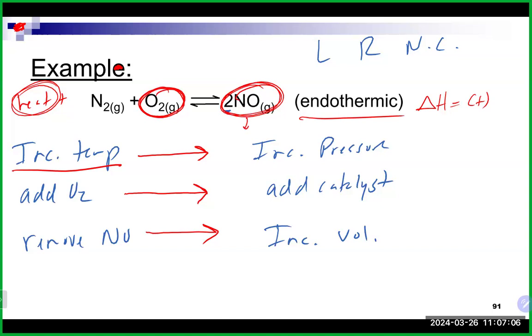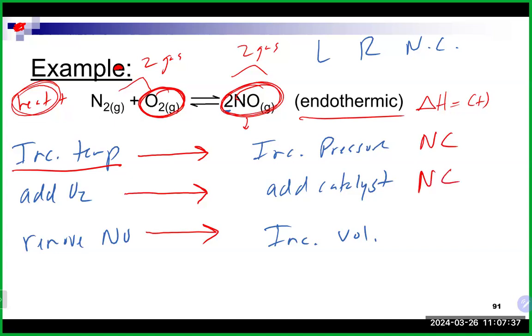If you increase the pressure here, that means that our volume would decrease. So in that case, we would want to go to the side with the least number of gas molecules. In this case, which side is that? On the left-hand side, we have how many gas molecules? 2. And on the right-hand side, we have 2. That looks like a tie to me. So that is a no change situation occurring in this case. If we add a catalyst, it will be no change as well.